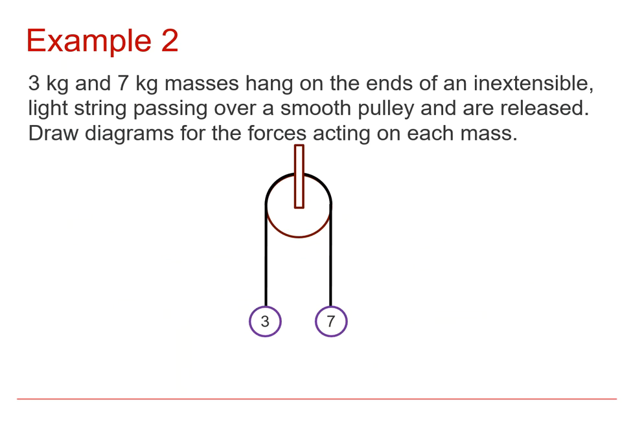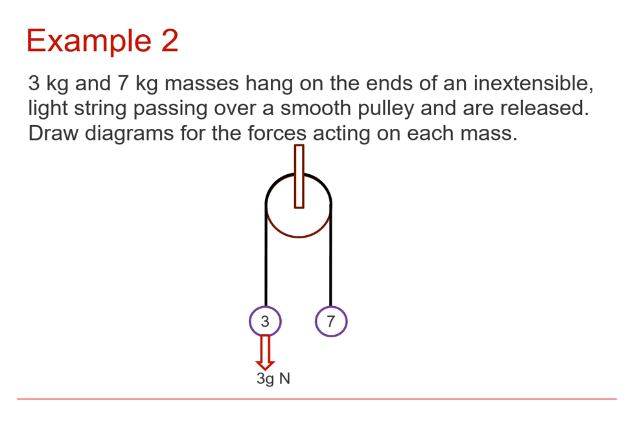Alright, here's another example then. This time I've got a pulley. Now the thing that you need to know about pulleys is that we're always going to model them as being frictionless. And what that means in practice is that the tension in that string is going to be the same all the way along the string. Alright, so whatever tension you have acting on the 3 kilogram mass is going to be the same tension acting on the 7 kilogram mass.